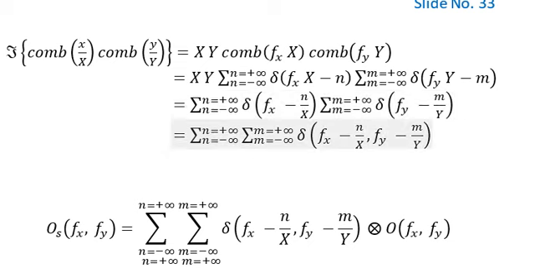Now these two are one-dimensional delta functions. You can combine them into two-dimensional delta functions as given in the last value, that is delta, with two summation signs. One is over n and the other is over m, and you have delta of fx minus n over capital X comma fy minus m over capital Y. So this is the two-dimensional delta function.